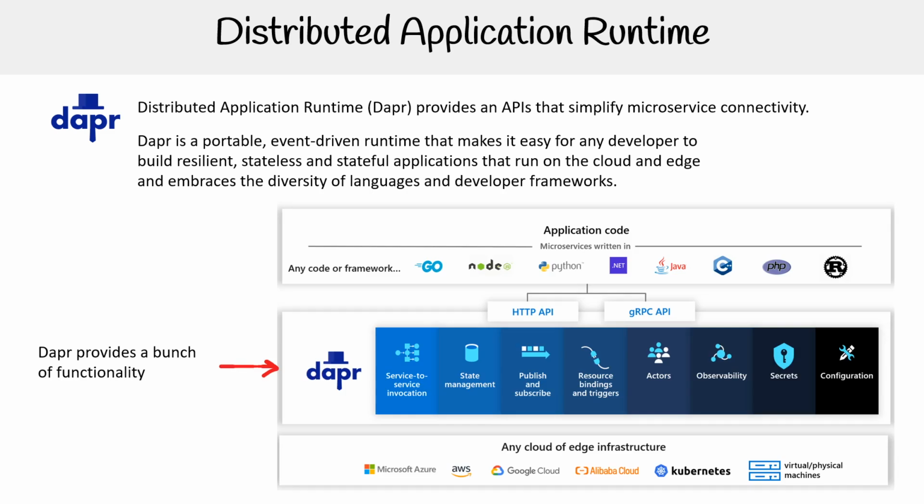But Dapr provides basically a bunch of functionality. The idea is that you write your application code up here, in whatever language you want. Then you can communicate via gRPC or HTTP API to a bunch of standard services, like service-to-service invocation, state management, pub/sub, resource binding, triggers, actors, observability, secrets, and configuration. It allows you to connect to edge infrastructure. Basically, these are just wrappers for standard functionality that you'd want to have alongside a microservice application.